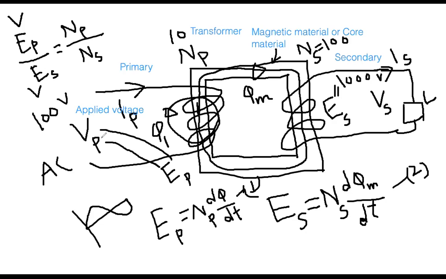As I said, for example, VP or EP is 100 volt. Just assume here and look at the equation. I said the NP value is 10, but the NS value is 100. Then you see how much you are getting. You are getting 10 times higher voltage. This means here the voltage is 100, but here you can get 1000 volt. Everybody, could you follow me?